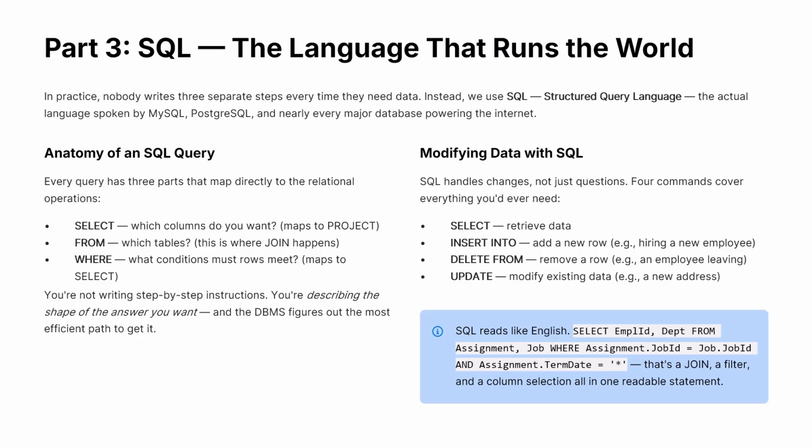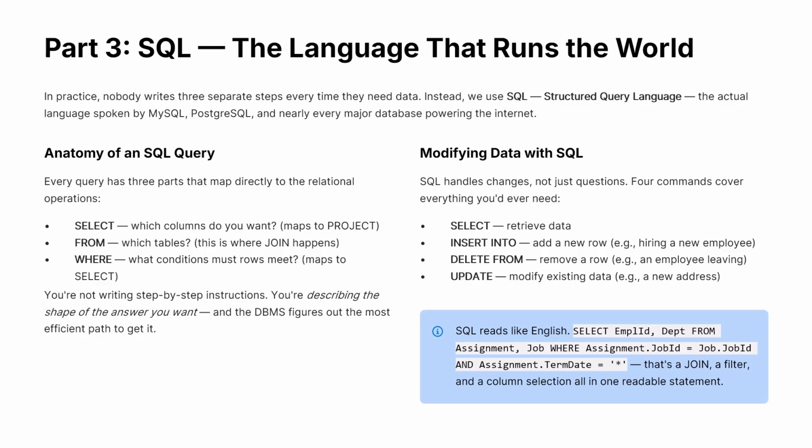Then filter down to only currently active assignments where the termination date is just an asterisk, meaning still employed, and give me back just the employee ID and department for each. It looks like a list of instructions, but really, you should read SQL as a description of what you want, not a step-by-step recipe. You're telling the database, here's the shape of the answer I need, and the DBMS figures out the most efficient way to actually get it.